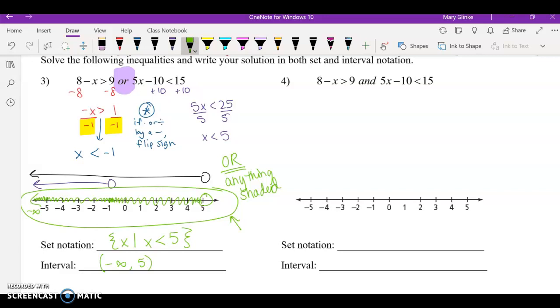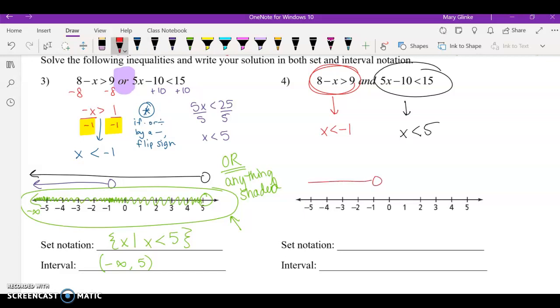So number 4 here is the exact same problem. This problem right here gave me an answer of x is less than -1. This other one here gave me an answer of x is less than 5. So I'm going to jump right to graphing those because I've already done the solving of them. What's different about this one is it has the word and. If you see the word and, you are looking for the overlap.